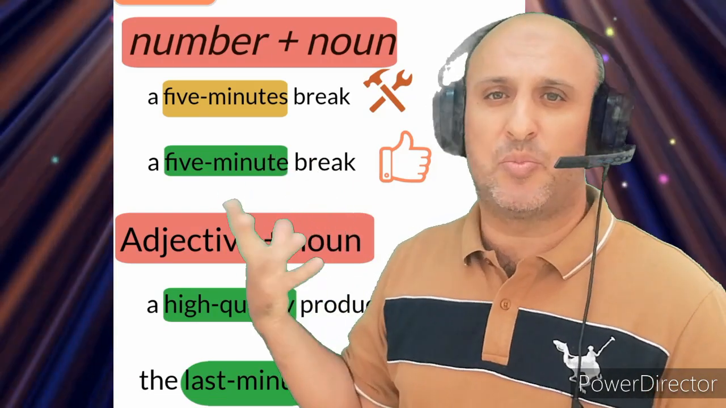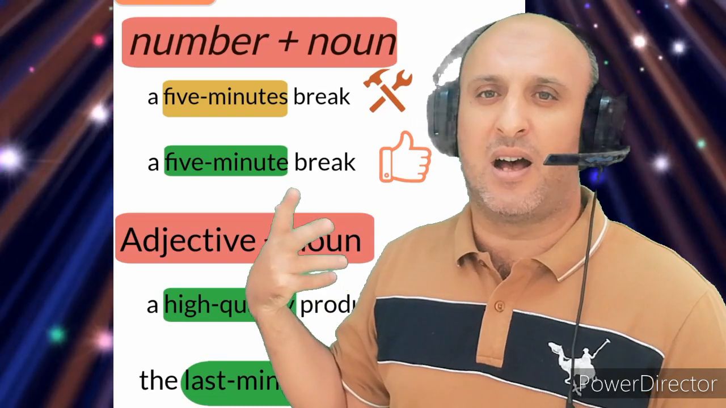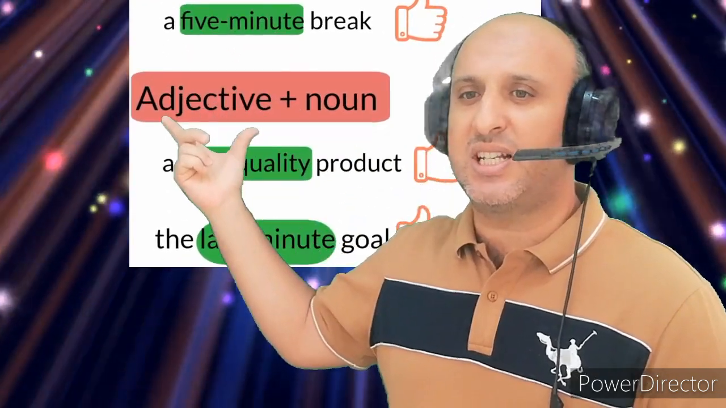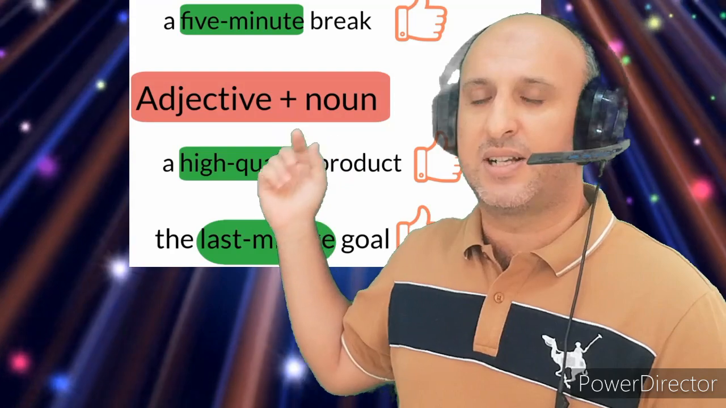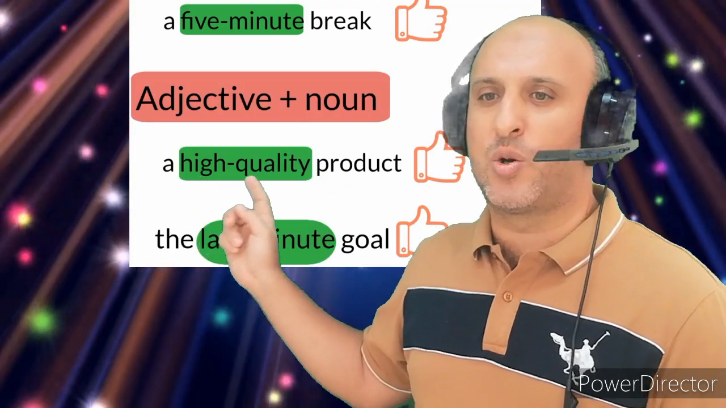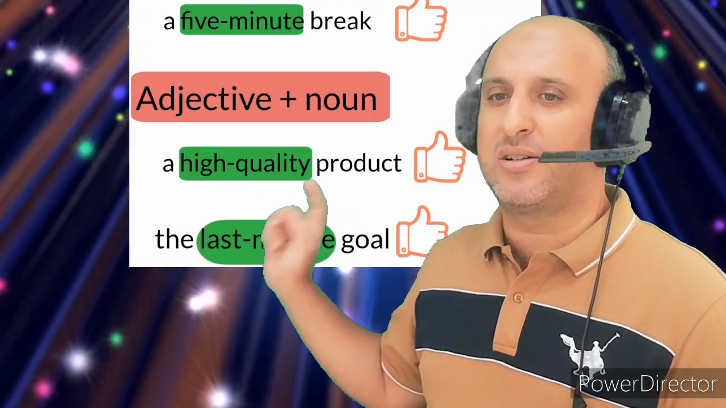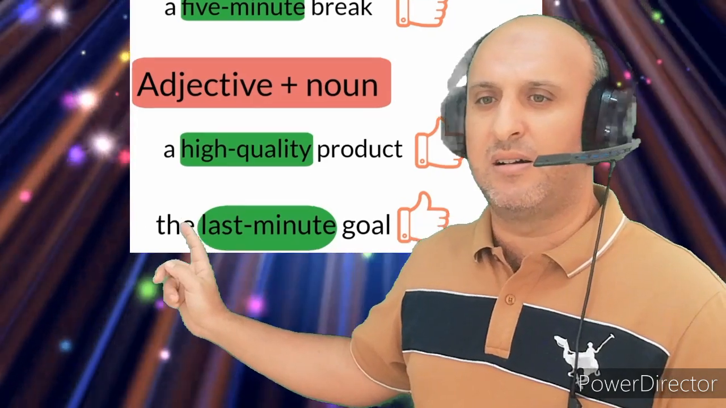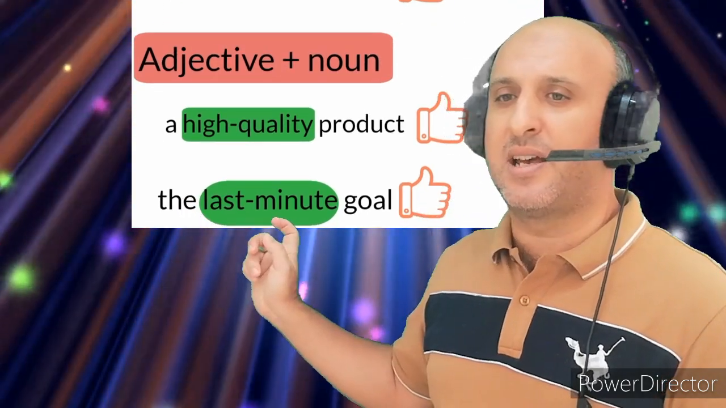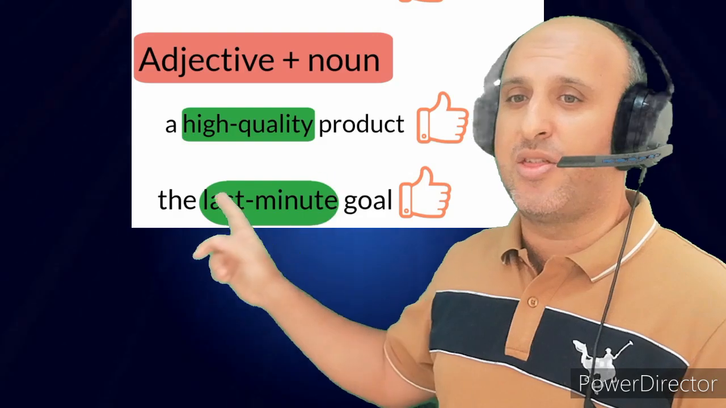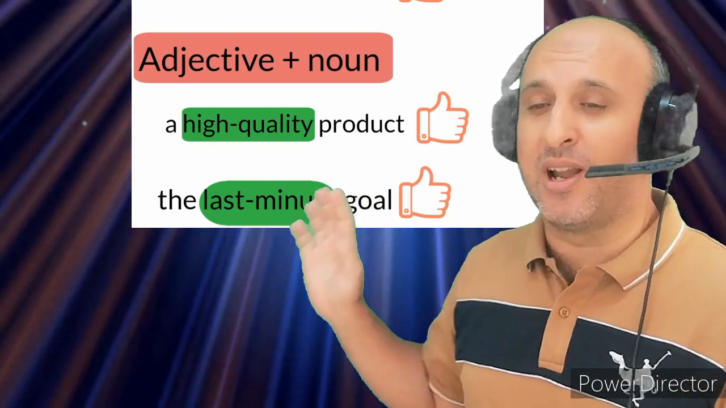Also, we can use a compound adjective using an adjective plus a noun. For example, a high quality product. Also, the last minute goal. The last minute goal.